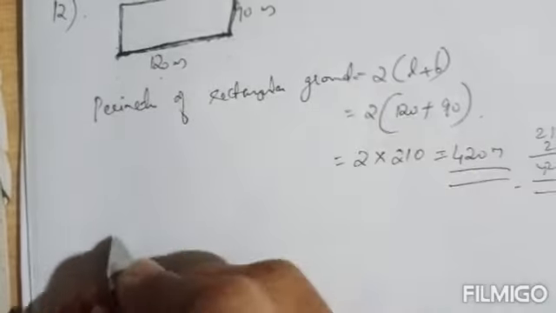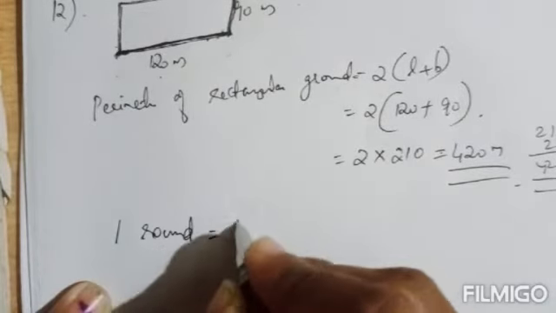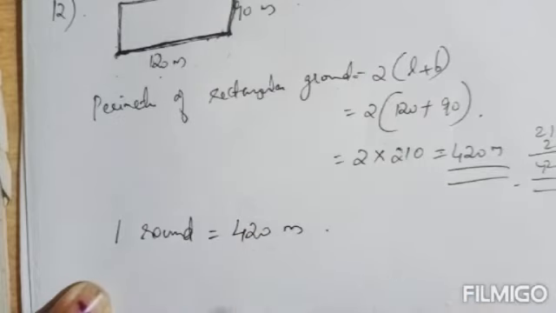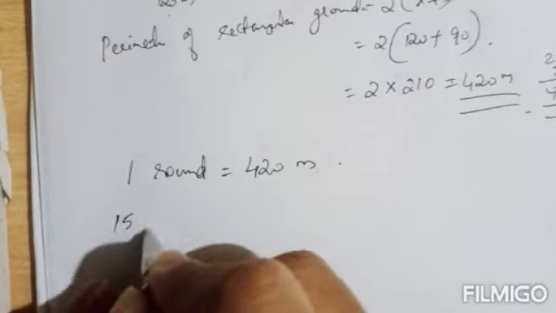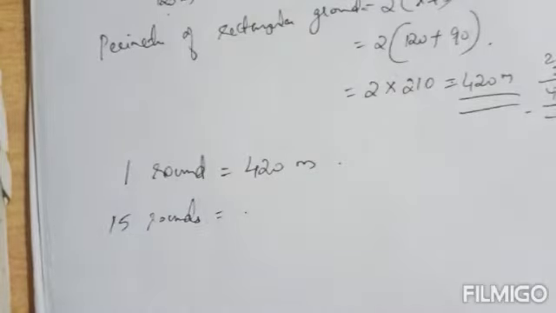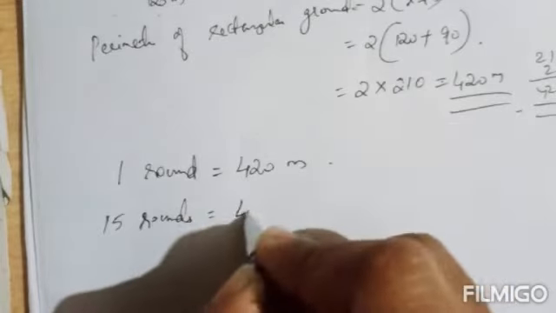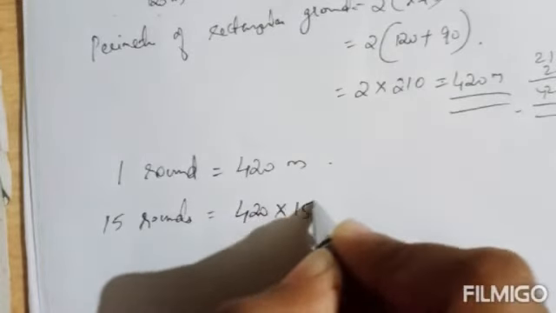So if they complete 1 round, they will cover 420 meter distance. So if they make 15 rounds, then how much distance will they cover? Just multiply 420 into 15.